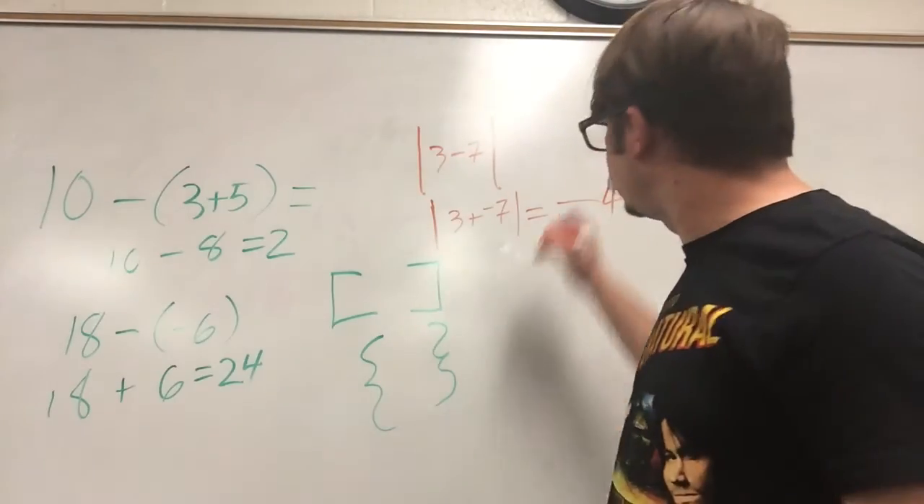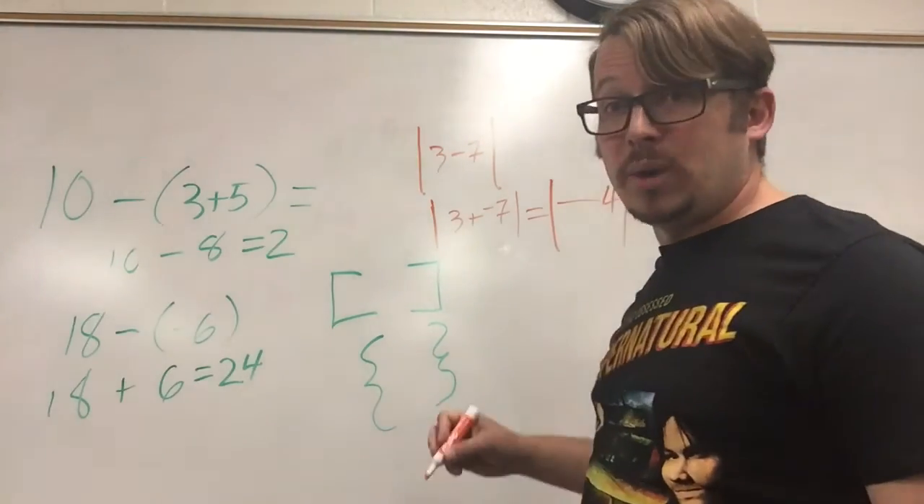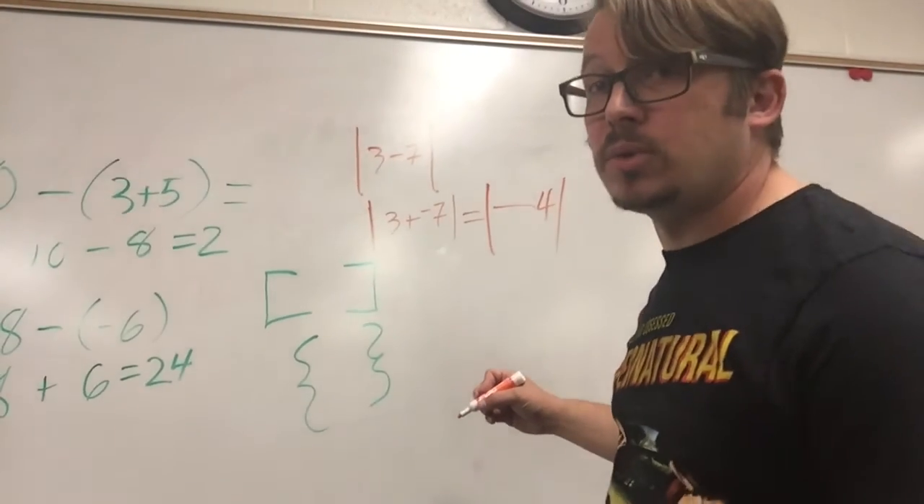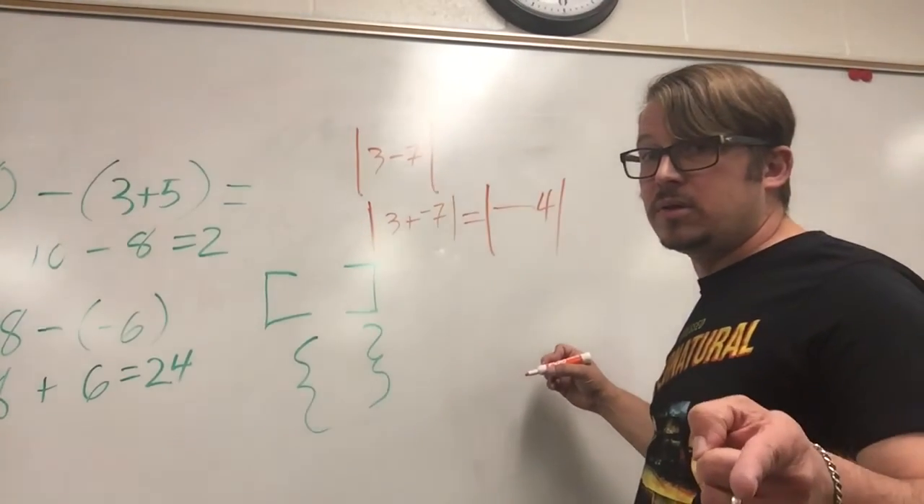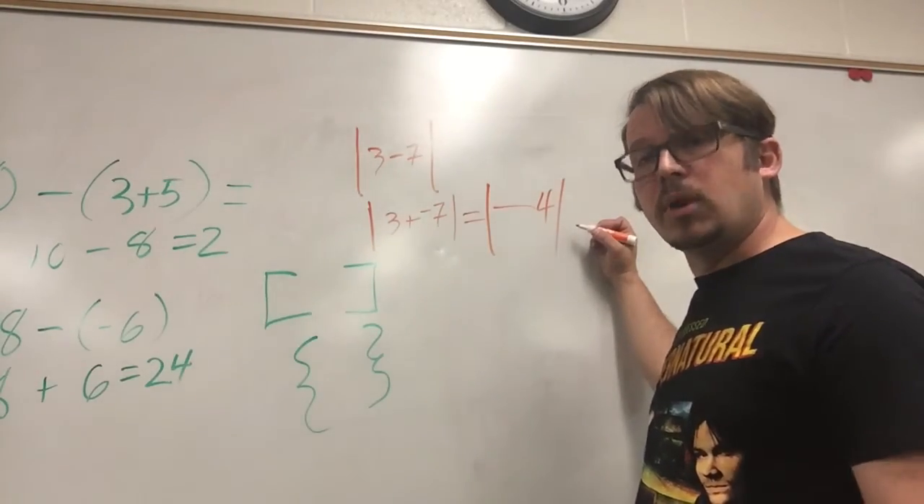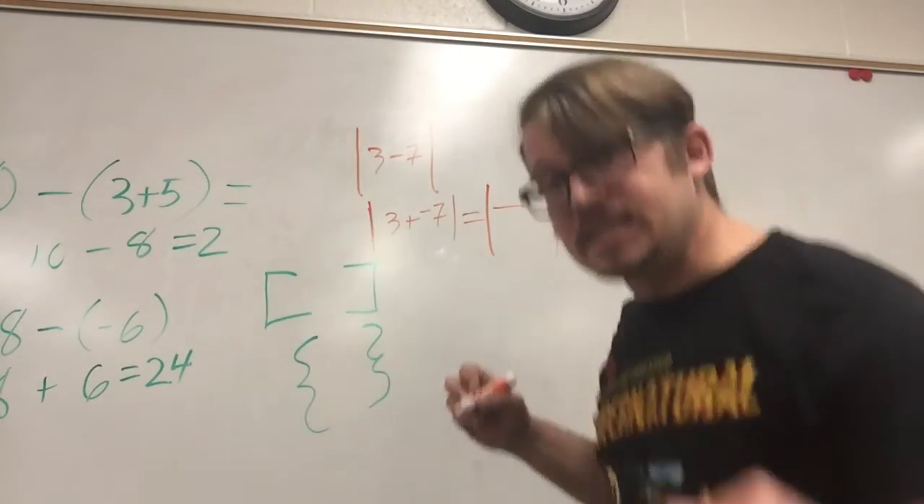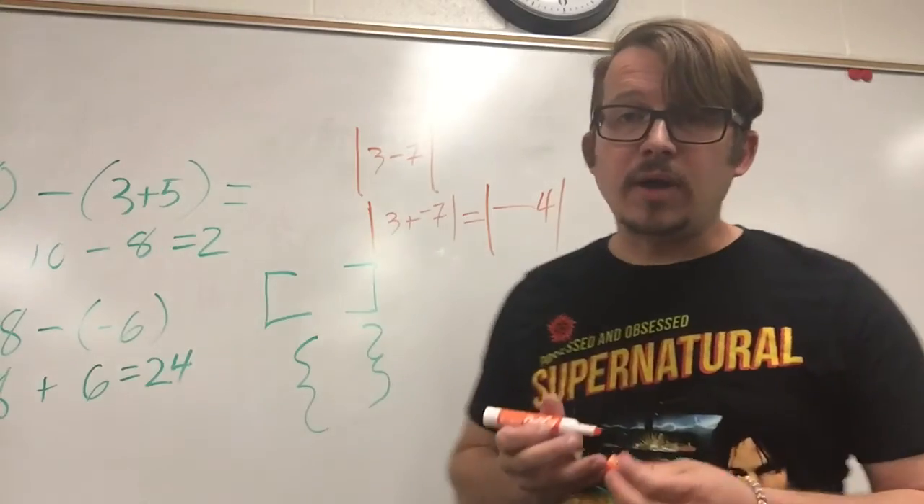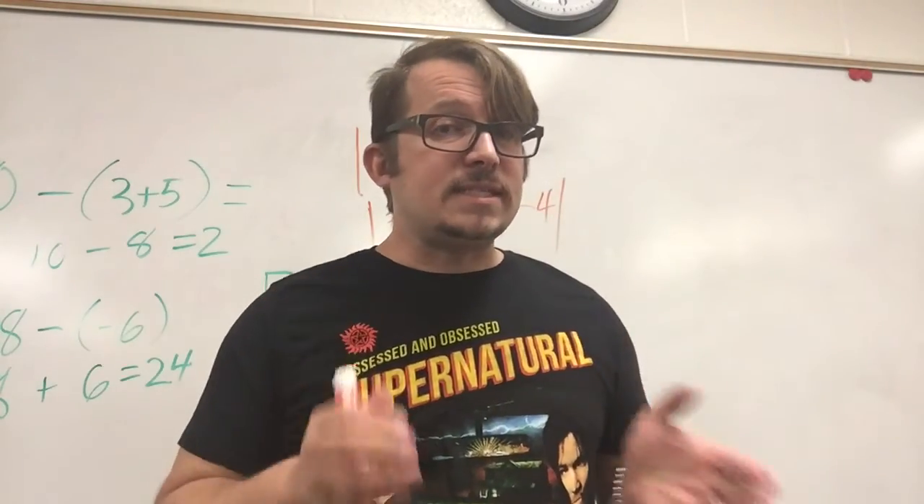This is not the answer to the problem. Don't do this. We had absolute value bars on it. So we're looking for the absolute value of negative 4. How far is 4 from 0? Absolute value is the distance from 0. So distance is always positive.